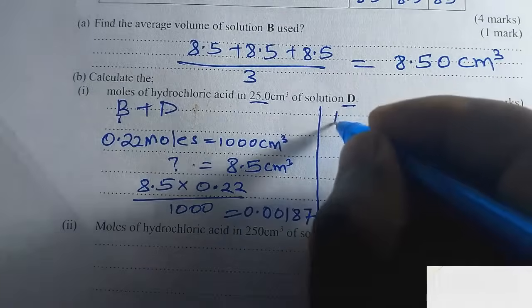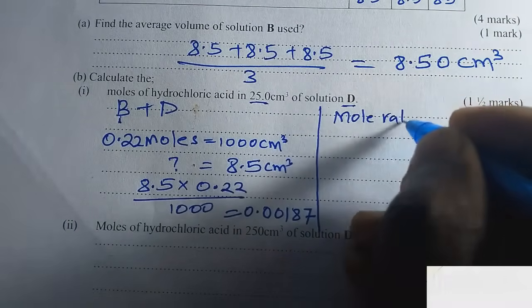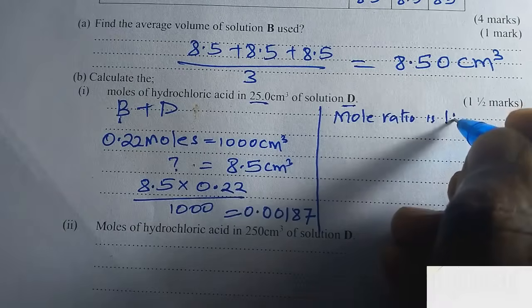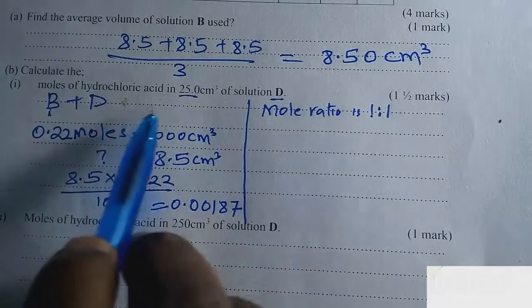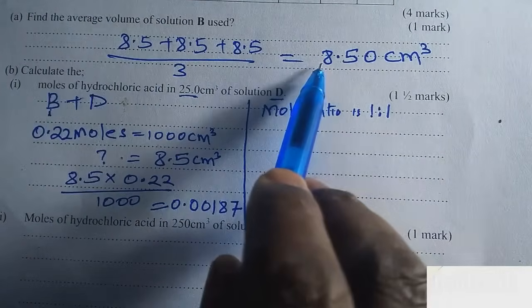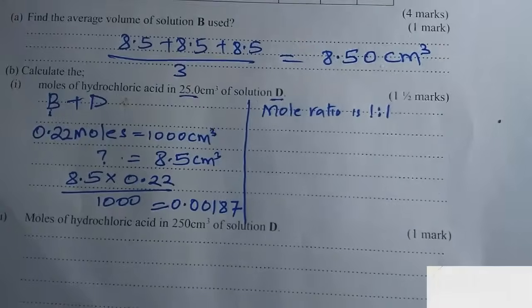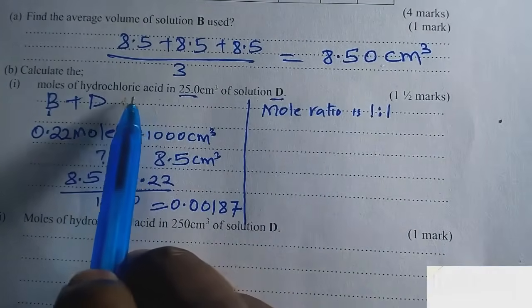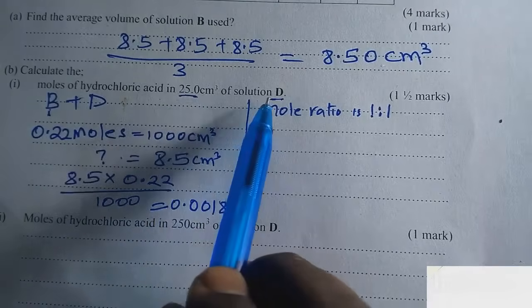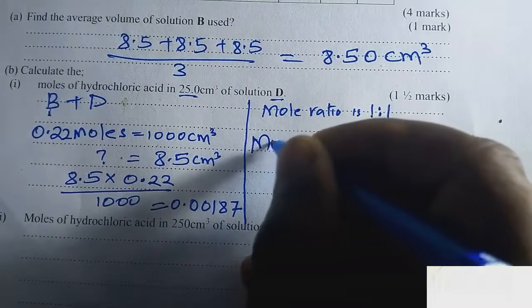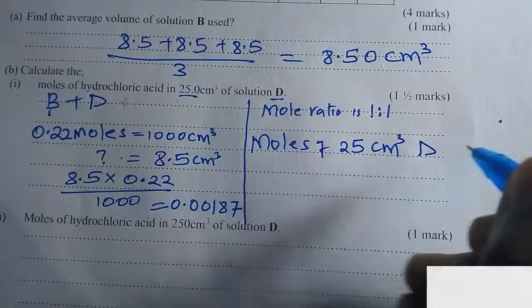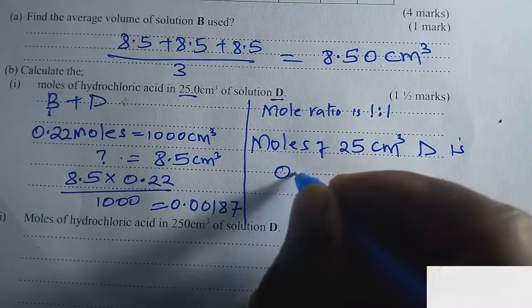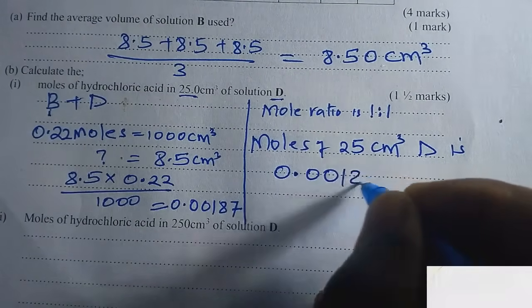But we know that this is sodium hydroxide and HCl, therefore the reaction mole ratio is 1 to 1. It means that the number of moles of B in 8.5 cm³ will be exactly equal to the number of moles in 25 cm³ of solution D. So moles of 25 cm³ of D is 0.00187 because the ratio is 1 to 1.